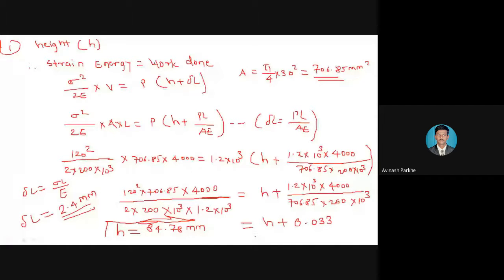Stress calculation, strain energy calculation and elongation calculation: the same parameters we calculate for the gradually applied load, suddenly applied load and the impact load. Only the conditions are different, and due to that the formulas for the sigma calculation are different. Sigma is equal to P upon A, sigma is equal to 2P upon A, and sigma is equal to P upon A in square bracket 1 plus square root of 1 plus 2H upon delta L. This formula should be at your fingertips, so we can solve any type of numerical based on strain energy calculation.